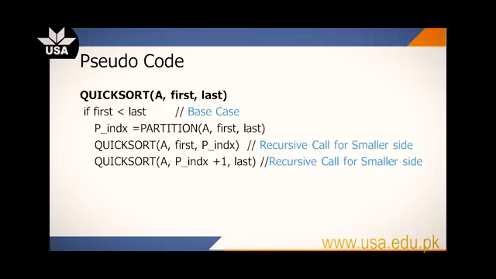First, we have a function definition with three parameters. First one is the array, which is represented by A. Next is the first index of the array, which is represented by first. Then the third and last parameter of this function is last, which represents the last index of the array. Then comes our base condition, which is if first is smaller than last, which means the last index must be greater than first. This is our base case.